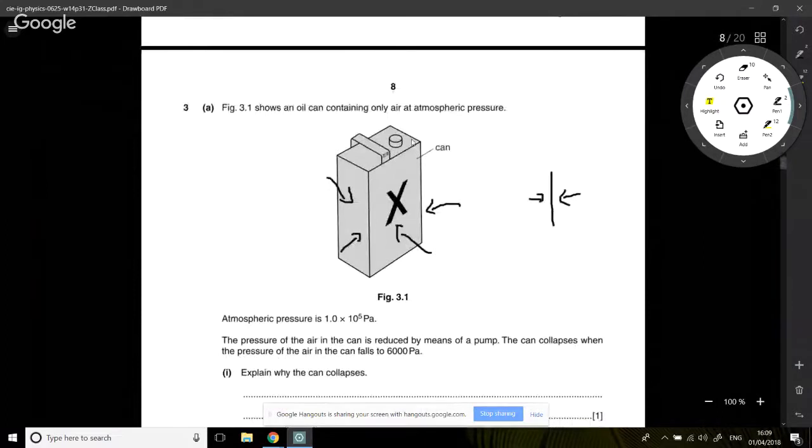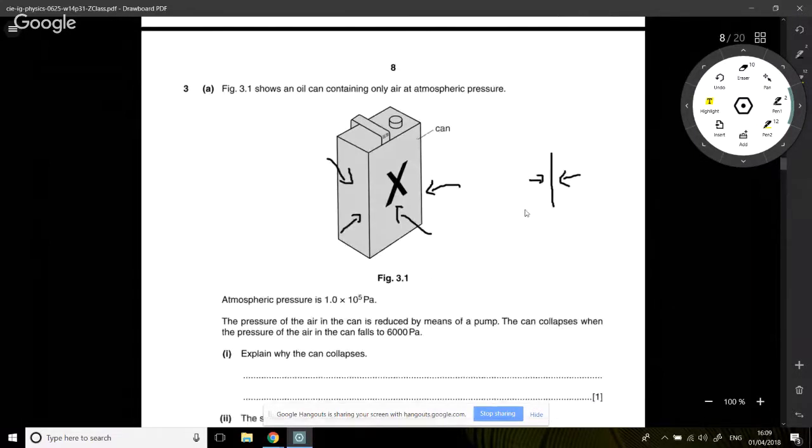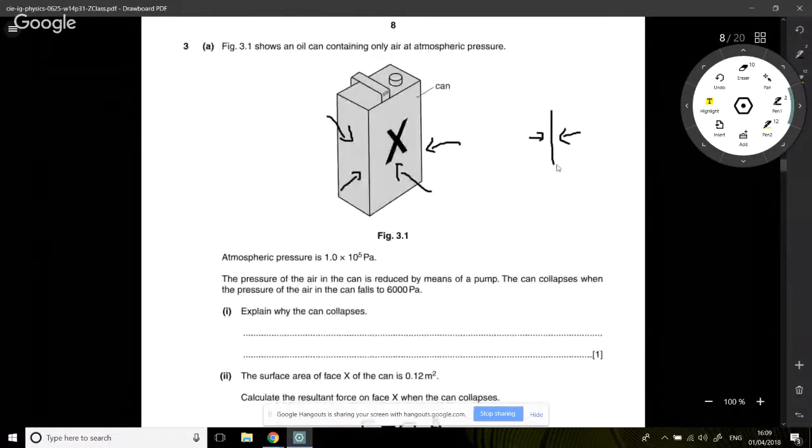All right, this is a question trying to illustrate how atmospheric pressure presses on the can. Initially the pressure on the inside and the outside of this can are the same. Then you reduce the pressure on the inside of the can to 6,000 pascals, and then the can collapses in on itself.